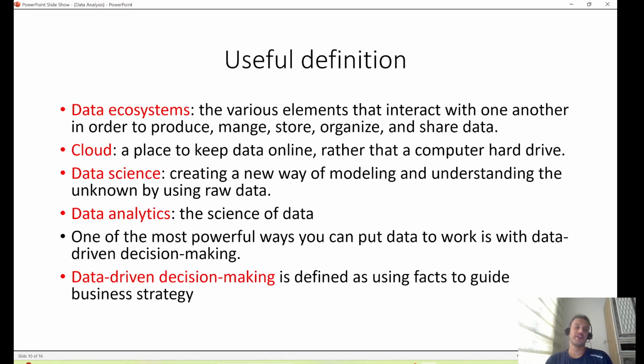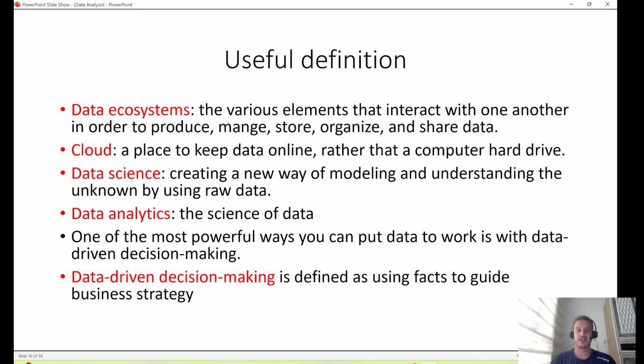Useful definition: data ecosystem. You need to know what the data ecosystem is, what the cloud is, what data science is, what data analytics is, and what data-driven decision making is. The cloud is where you save your data. A data ecosystem is various elements that interact with one another in order to produce and manage data.